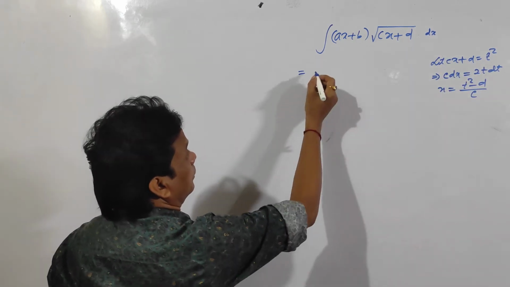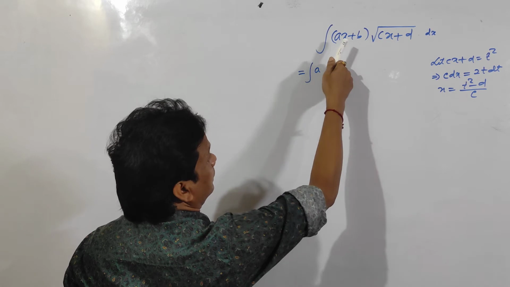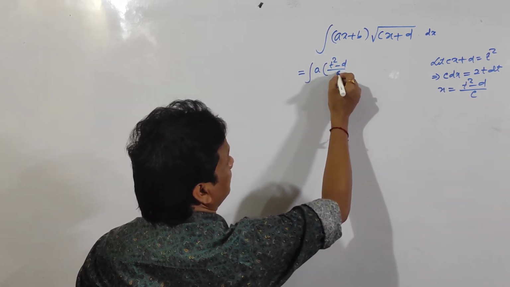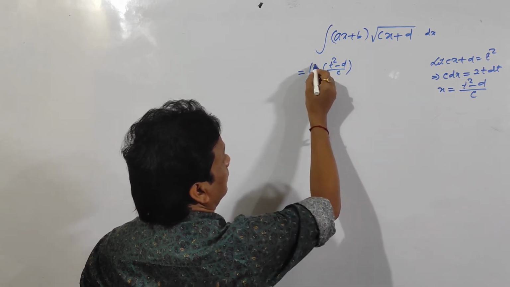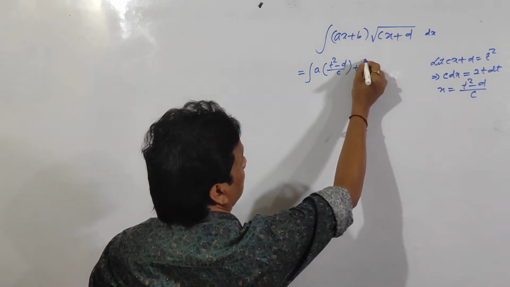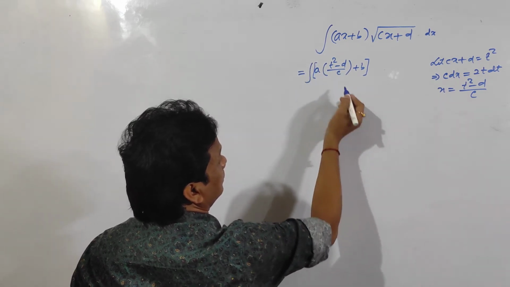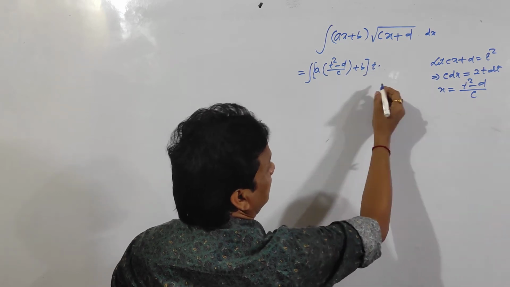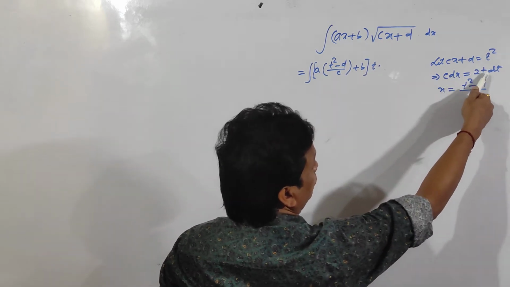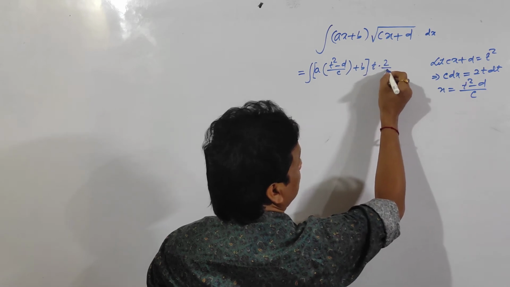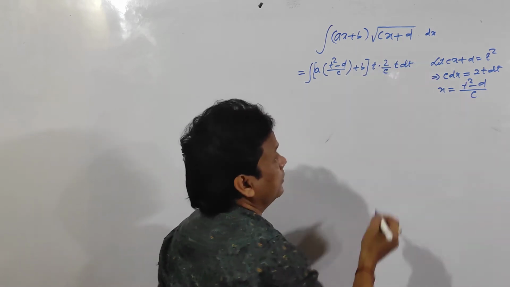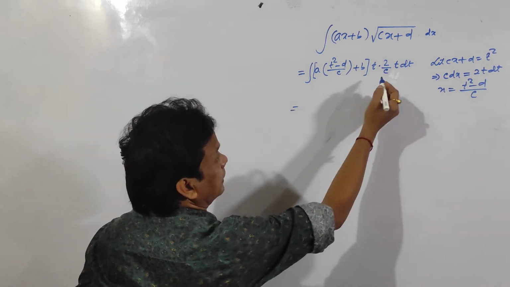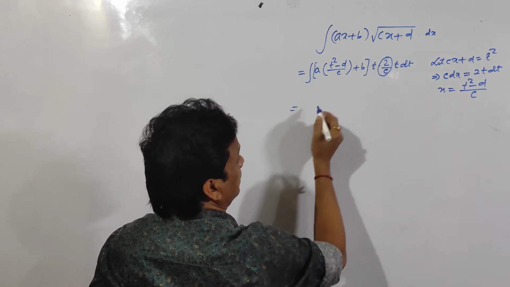Now put the values. a into x, where x is (t square minus d) by c, plus b, and put a bracket here. Then the root of t square is t. And what is dx? dx is 2t by c, that means 2 by c t dt. Clear? Take 2 by c outside.